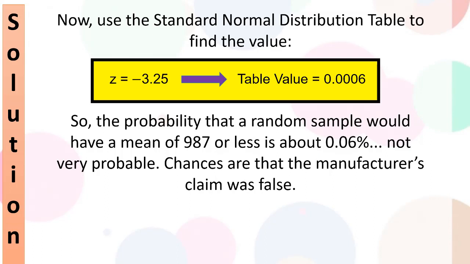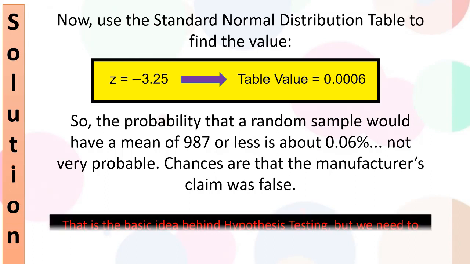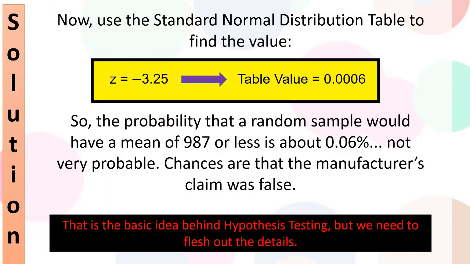Now that's not a very likely thing to occur, right? It's 99.94% that wouldn't happen. The chances are that the manufacturer's claim was false, because that doesn't sound like it's close enough for us. So that's kind of how hypothesis testing works, but that's a very simple example, and there's a lot of formal processes that we have to learn to be able to really get it to where it's a nice, tight process that we can use.